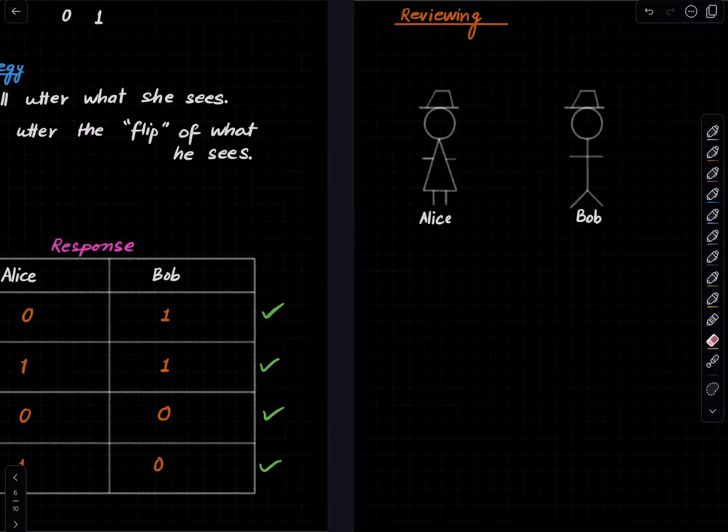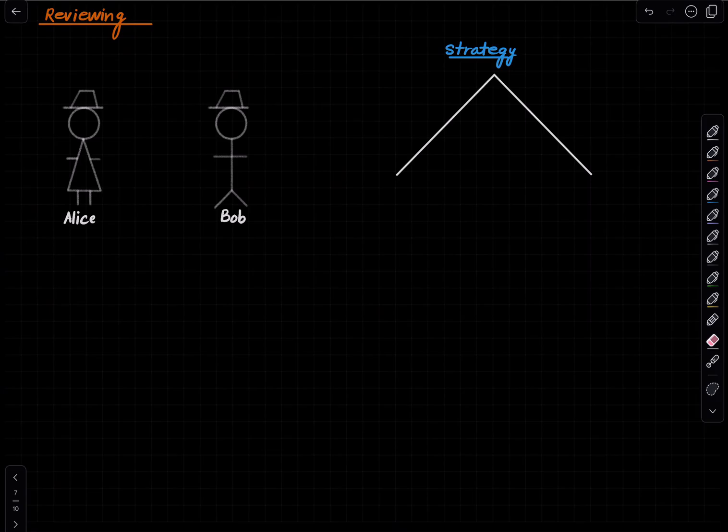Let's review this in a sort of a different light. The same strategy I will express in a slightly different way. So here is what we will do. Suppose the color on Alice's head is A and on Bob's head is B, and again A and B are from 0, 1. The colors were replaced by numbers. So there are two possibilities. Either A plus B is congruent to 0 mod 2, or A plus B is congruent to 1 mod 2.